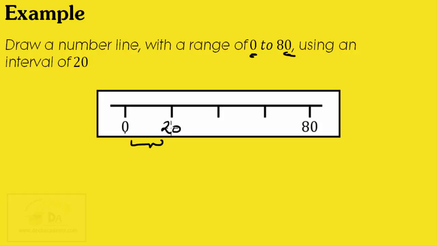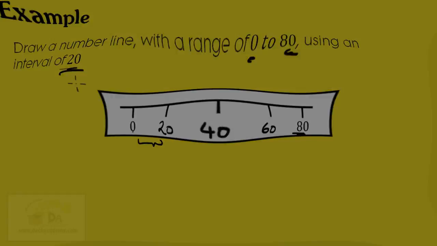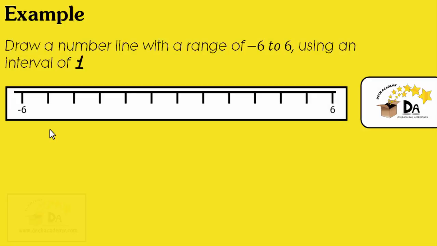To get the next number, I add the interval. 20 plus 20 is 40. To get the next number, I add the interval. 20 plus 40 is 60. And you can see that to get the next number, if I add 20, I get 80, which I've already written as the range. So this is a complete number line with a range of 0 to 80 and an interval of 20. Here's another example question.